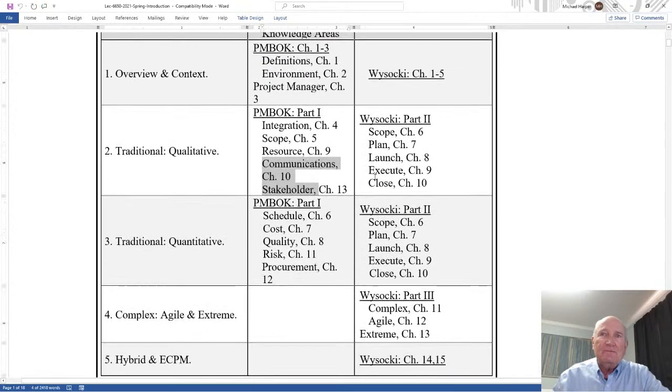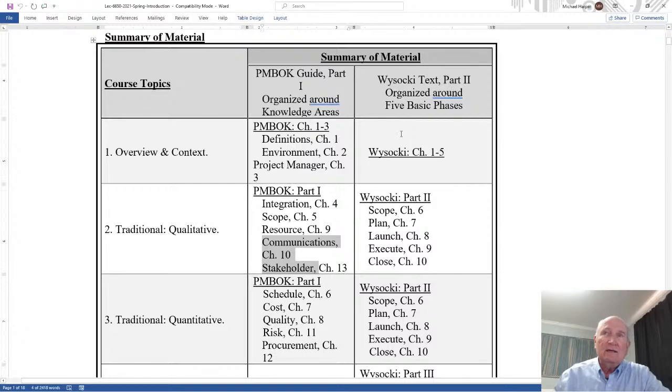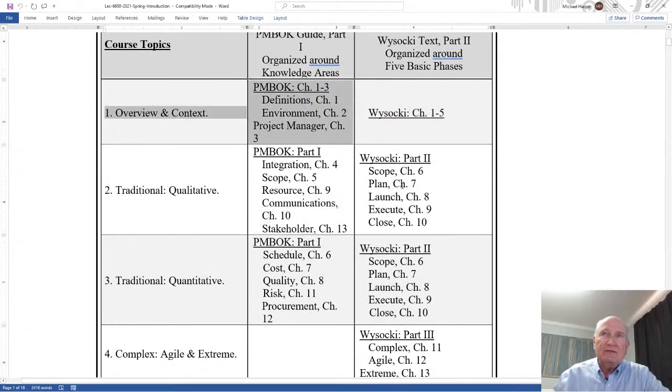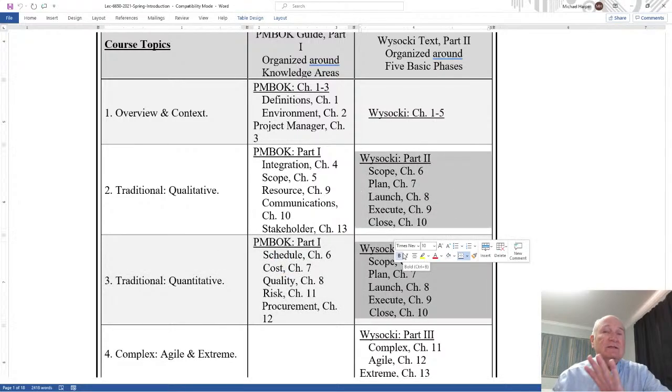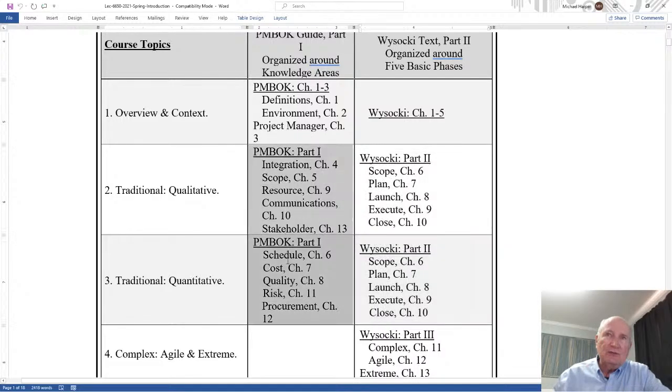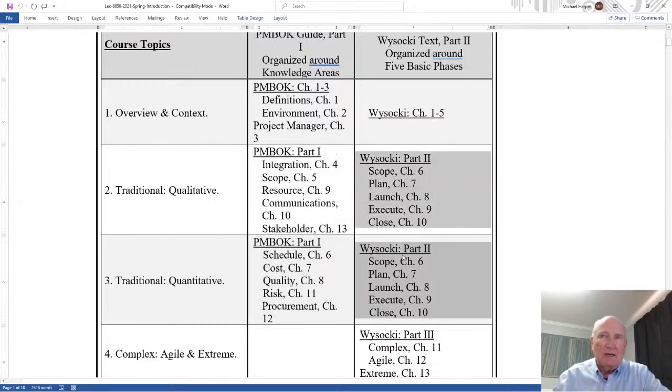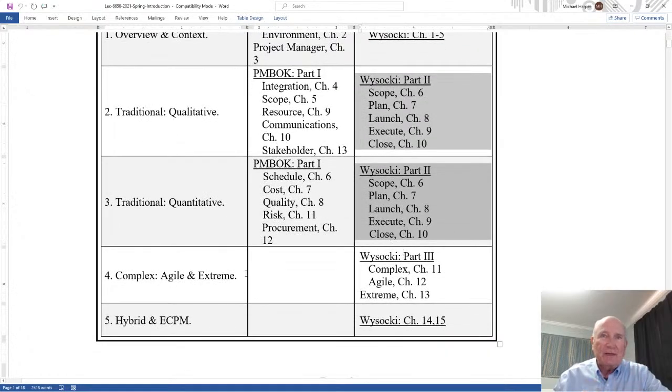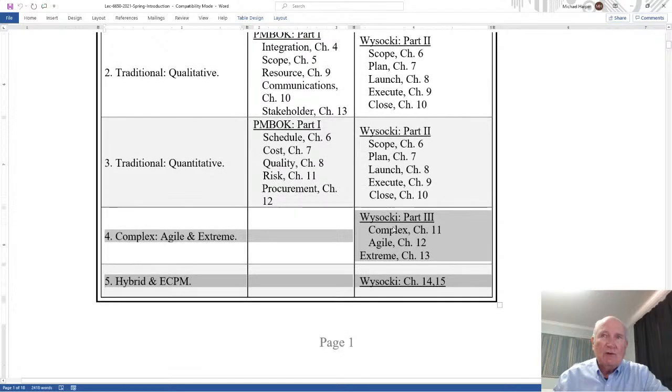And also Wysocki, along those lines, has very similar parallels, but it's organized a little differently. So initially, I'll use the PMBOK organization, Project Management Body of Knowledge. And then I will allude to the Wysocki organization toward the end of the course when we get into topics 4 and 5, where we have the complex, agile, and extreme type models, which extends beyond the traditional, and then Wysocki with a hybrid, putting it all together. Okay, there's an overview of the material.